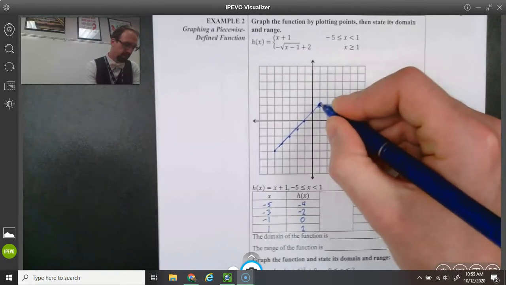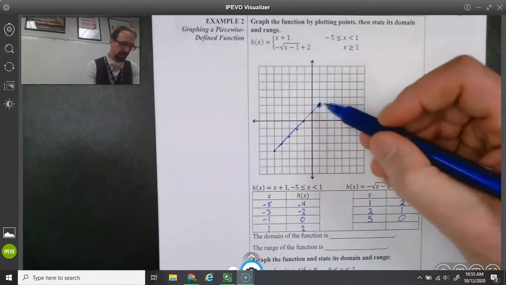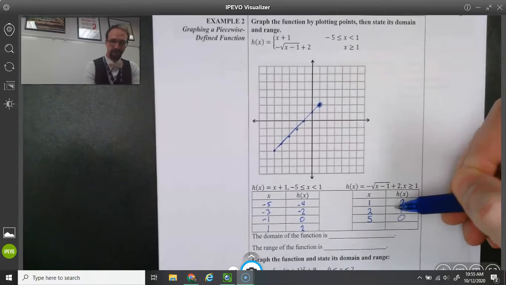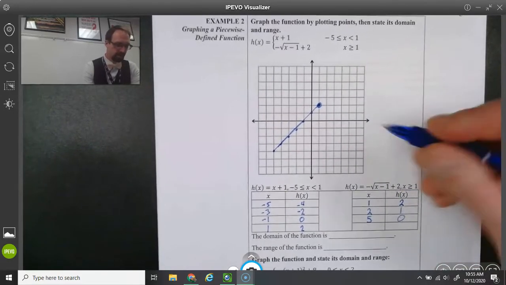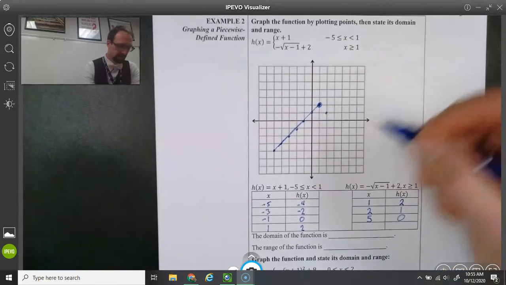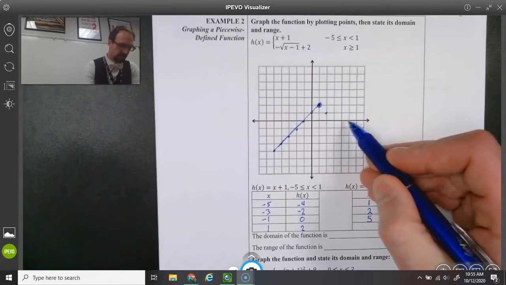So when I plot this one, I actually am going to now fill in this circle because I've basically filled it in because of this. So remember, on this side it's open, this side it's closed. 2, 1 is here. 5, 0, 1, 2, 3, 4, 5.